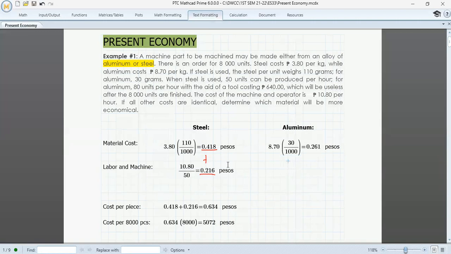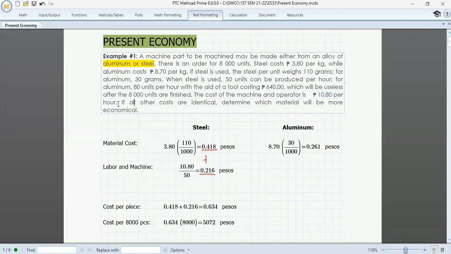Then, how about the labor and machine? The cost of the machine and operator is 10.80 per hour. So, we have 10.80. But, ma'am, nagamit na natin si 10.80 kay steel. Okay? Tama ka naman, nagamit na natin si 10.80. Pero meron bang sinabi na para lang siya kay steel? Wala naman, di ba? Walang naka-indicate na yung 10.80 ay kay steel lamang or kay aluminum lang.